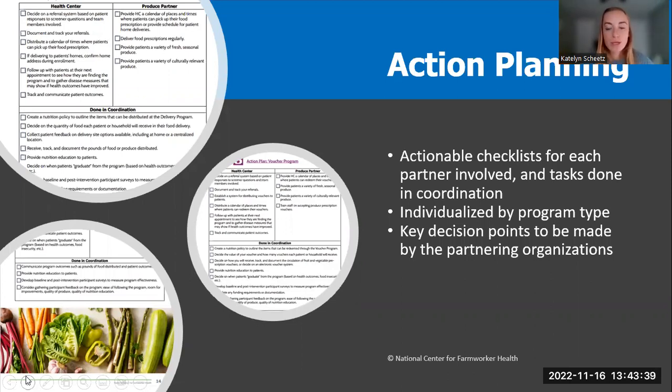So we included action planning checklists in the guide. Oh, okay. United Way Emergency Food Service Program. Yes, that's actually a great example, George. Thank you.